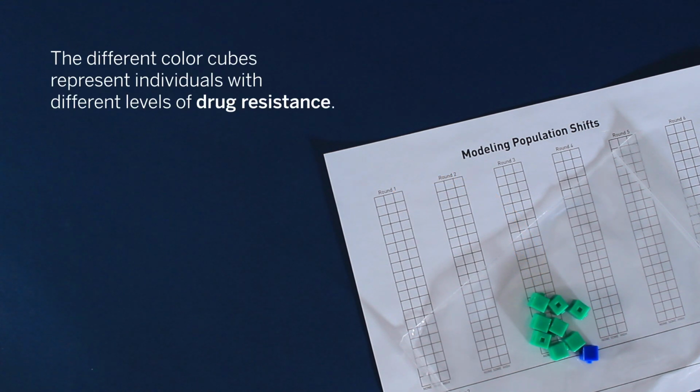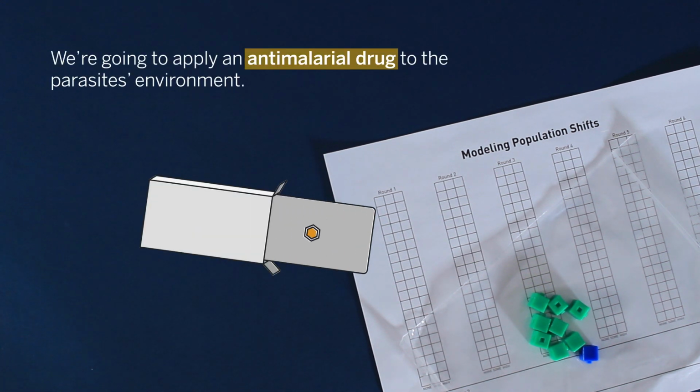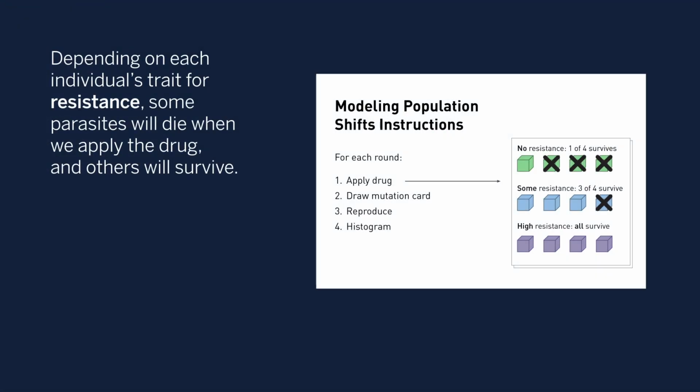The different colored cubes represent individuals with different levels of drug resistance. We're going to apply an anti-malarial drug to the parasite's environment. Depending on each individual's trait for resistance, some parasites will die when we apply the drug, and others will survive.